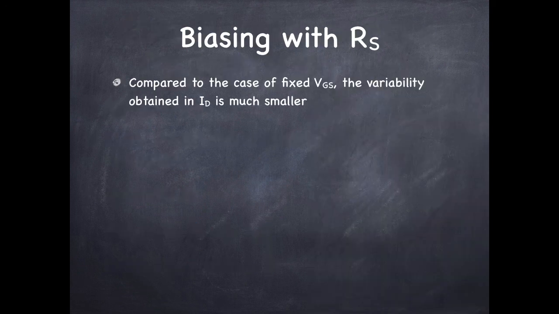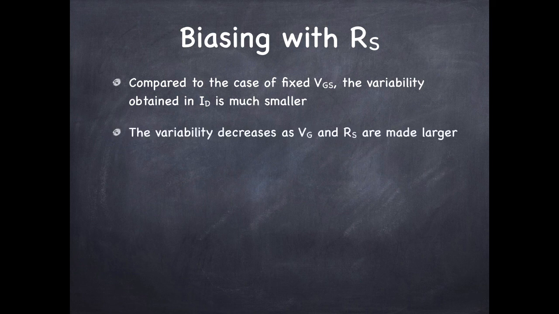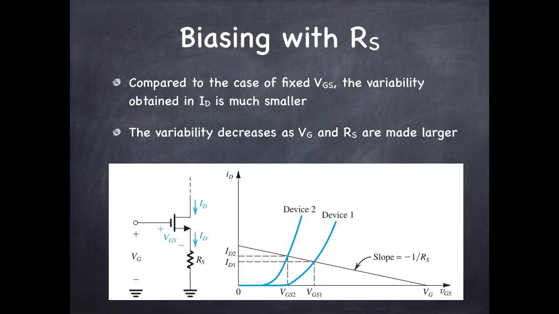Now compared to the first case, here the variability which is obtained in the drain current is much smaller, and as we increase the values of VG and RS, the variability decreases. You can observe here the device characteristics.